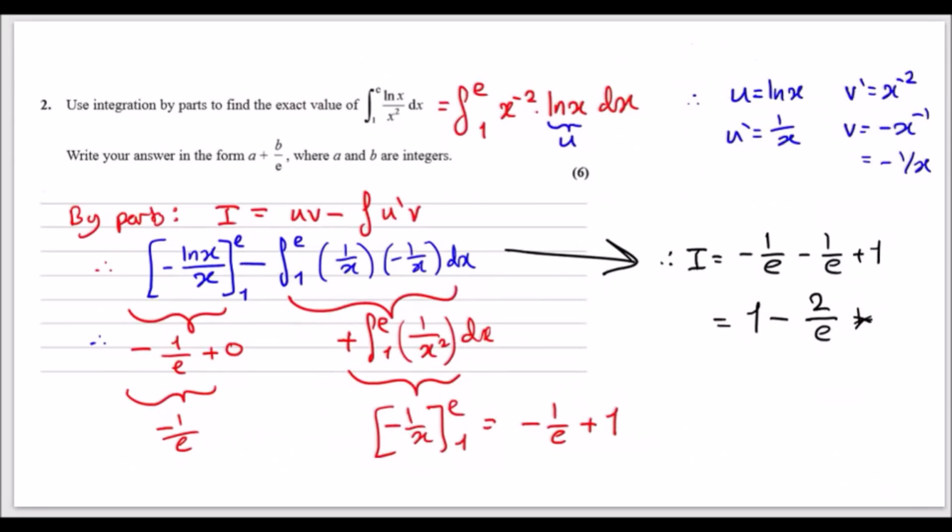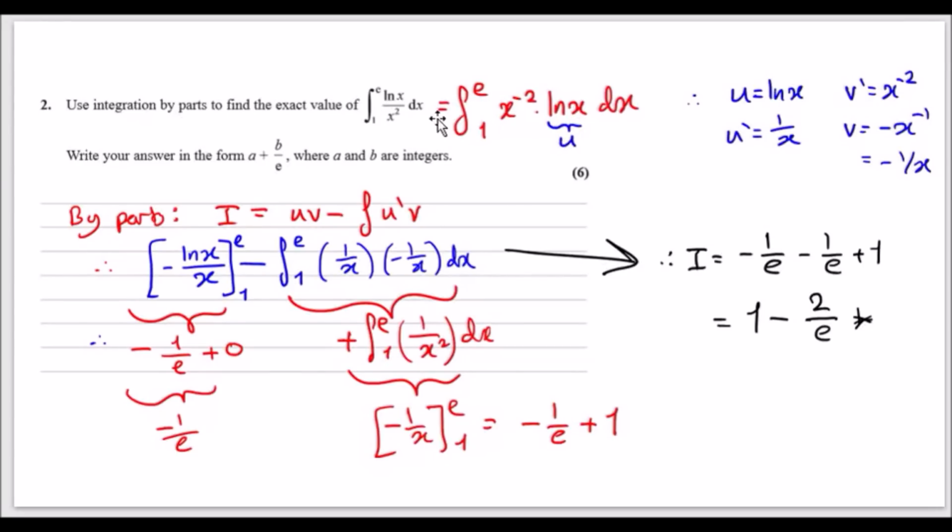Okay, question 2, guys. So use integration by parts to find the exact value of the integral of the natural log of x over x squared from 1 to e, okay, with respect to x. Now straight off the bat, just to make your life easy, I'm going to rewrite x squared and put it on the baseline, so it'll be x to the negative 2, so I'm going to bring it up, okay.